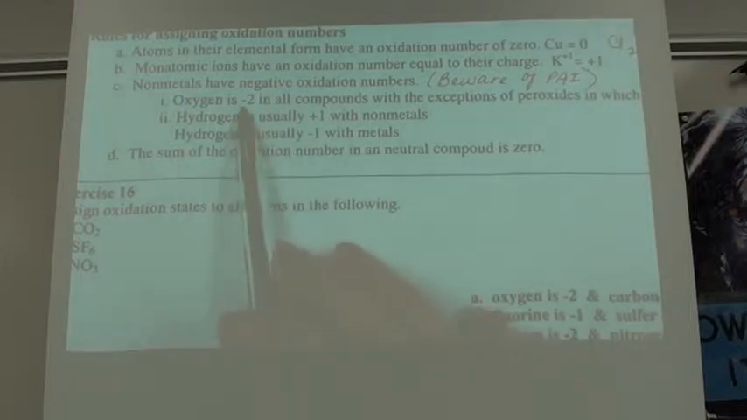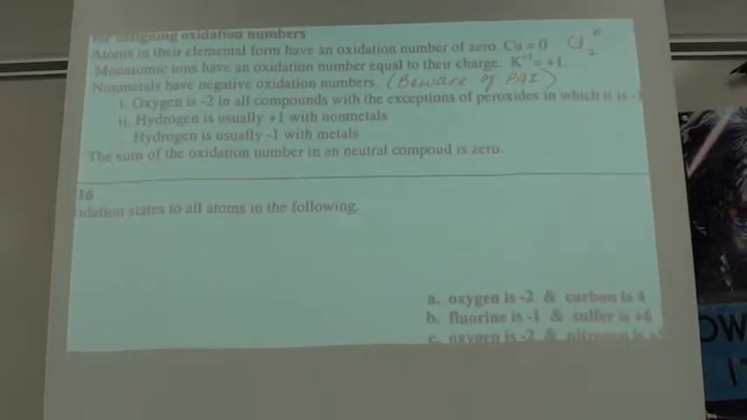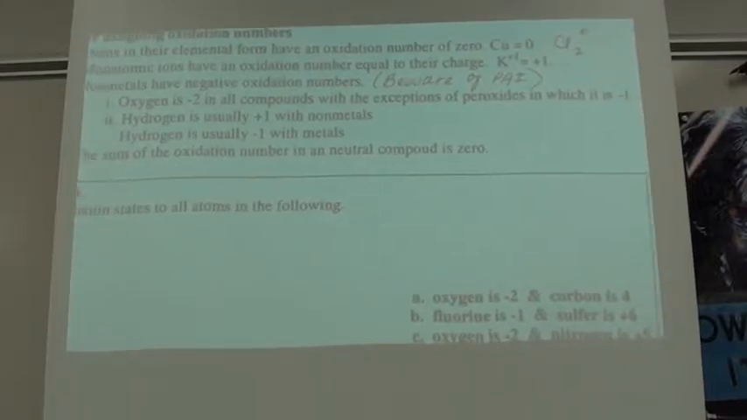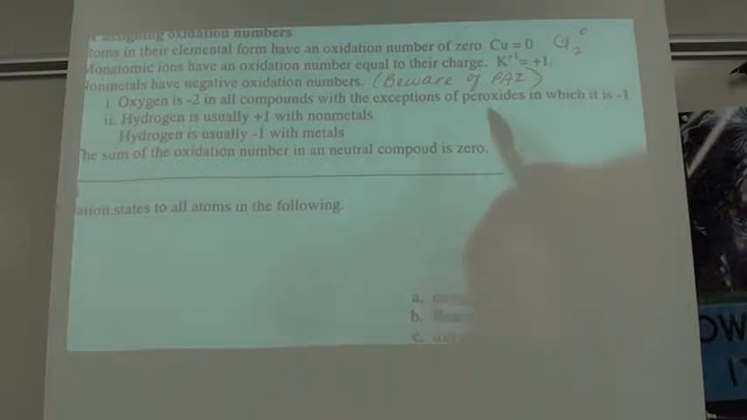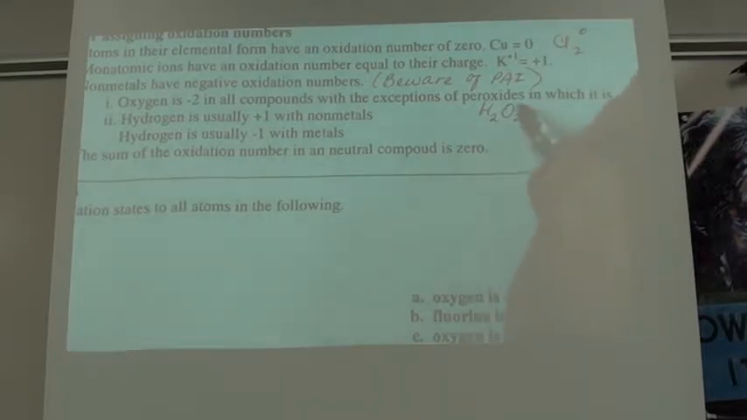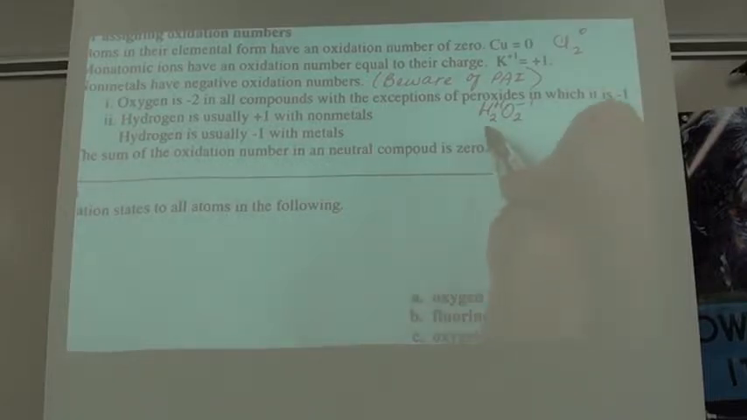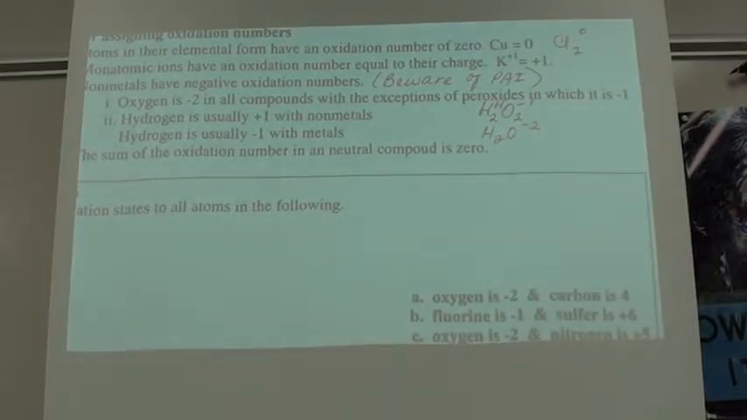Oxygen is -2 in all compounds with the exception of peroxides in which it is -1. In this class, the only peroxide we're going to work with is hydrogen peroxide, which is H2O2. That's the only case where oxygen is -1 and hydrogen is +1. All other times, oxygen is going to be -2.